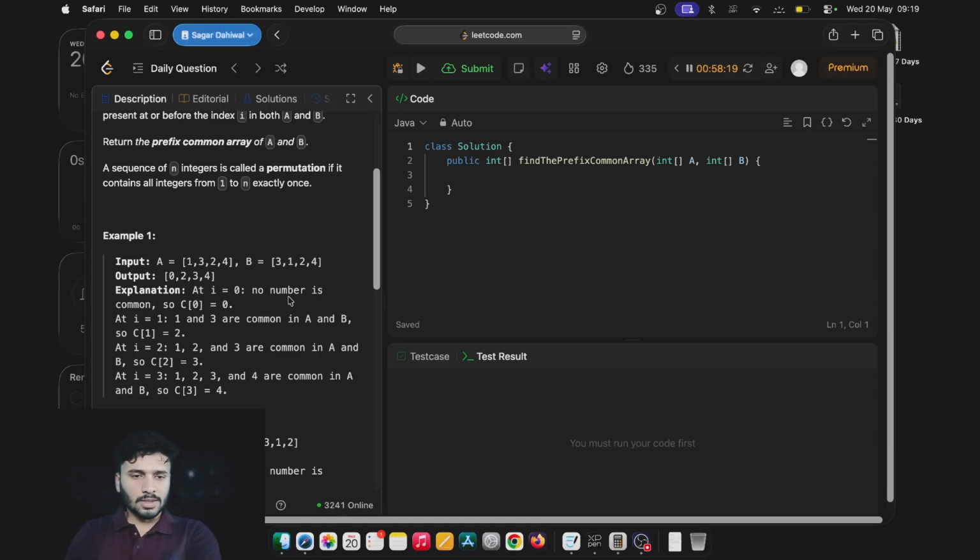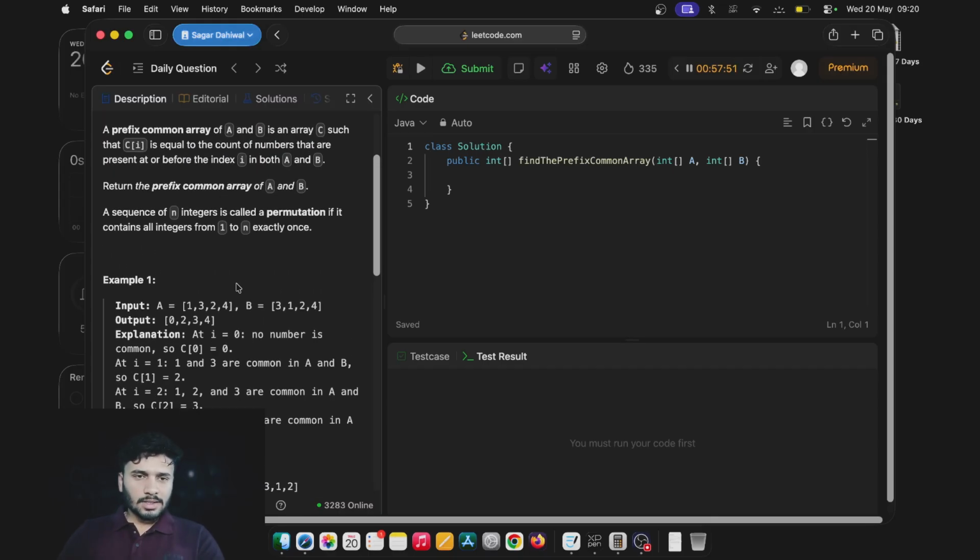What does this mean? Let's see the other. I is equal to 2. We have 1, 2, 3, which means at i equal to 2, 1, 2, 3 are common in A and B. So the answer is 3. And at i equal to 3, we have 1, 2, 3, 4 common in both. So the answer is 4.